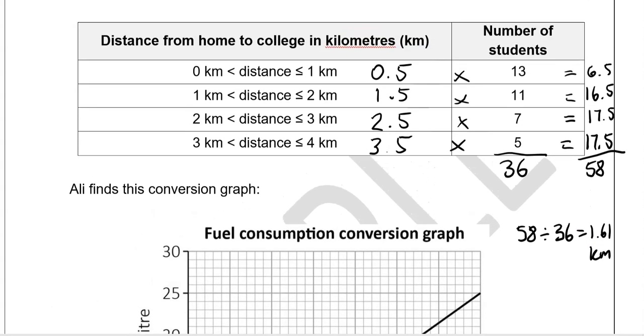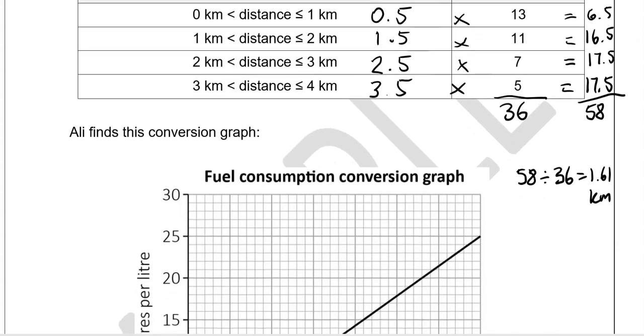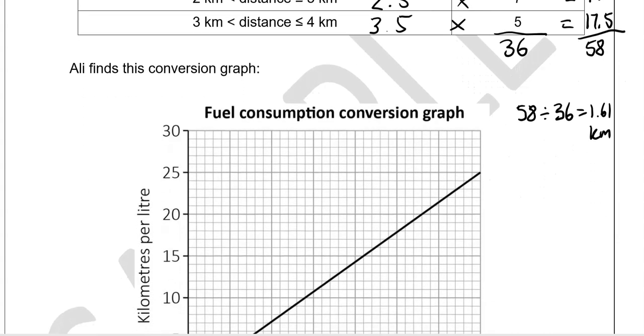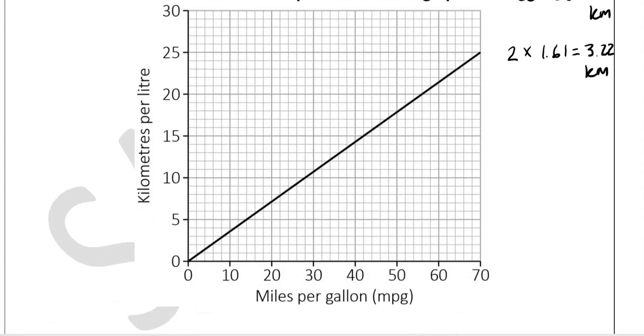So that is the distance from home to college, but they will come back as well, return home. So that means we need to double this. So 2 times 1.61 gives us 3.22 kilometers. So that's for one day.